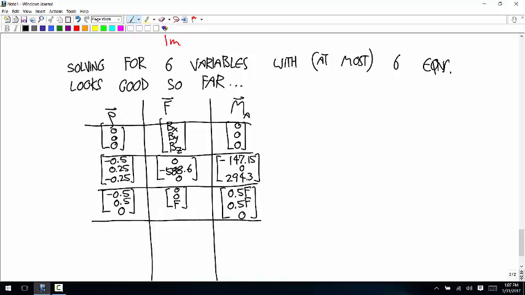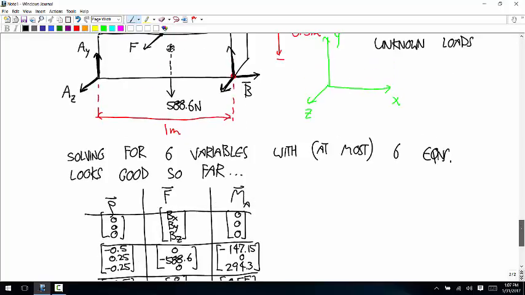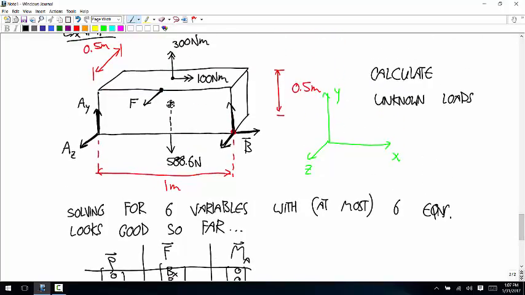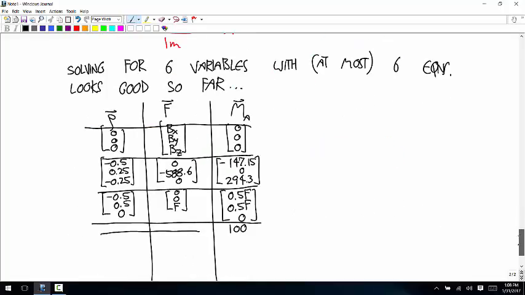And next is the couple. Just like in 2D with the couple, we can cross those out. We're not going to use those. And we're just going to put in the values. We have 100 Newton meters in the positive x direction, 300 Newton meters in the positive y direction, nothing in the z direction. So that's just 100, 300, 0.